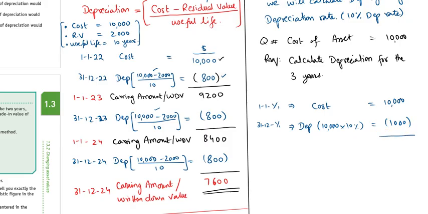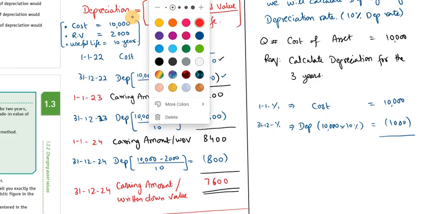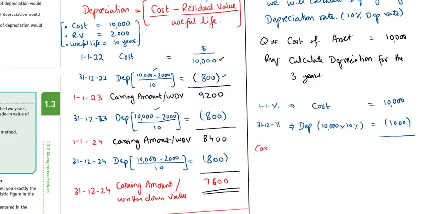Here is the carrying amount. Another name for carrying amount is written down value. You know that. It is also called net book value. So what is the net book value? That is 9,000.